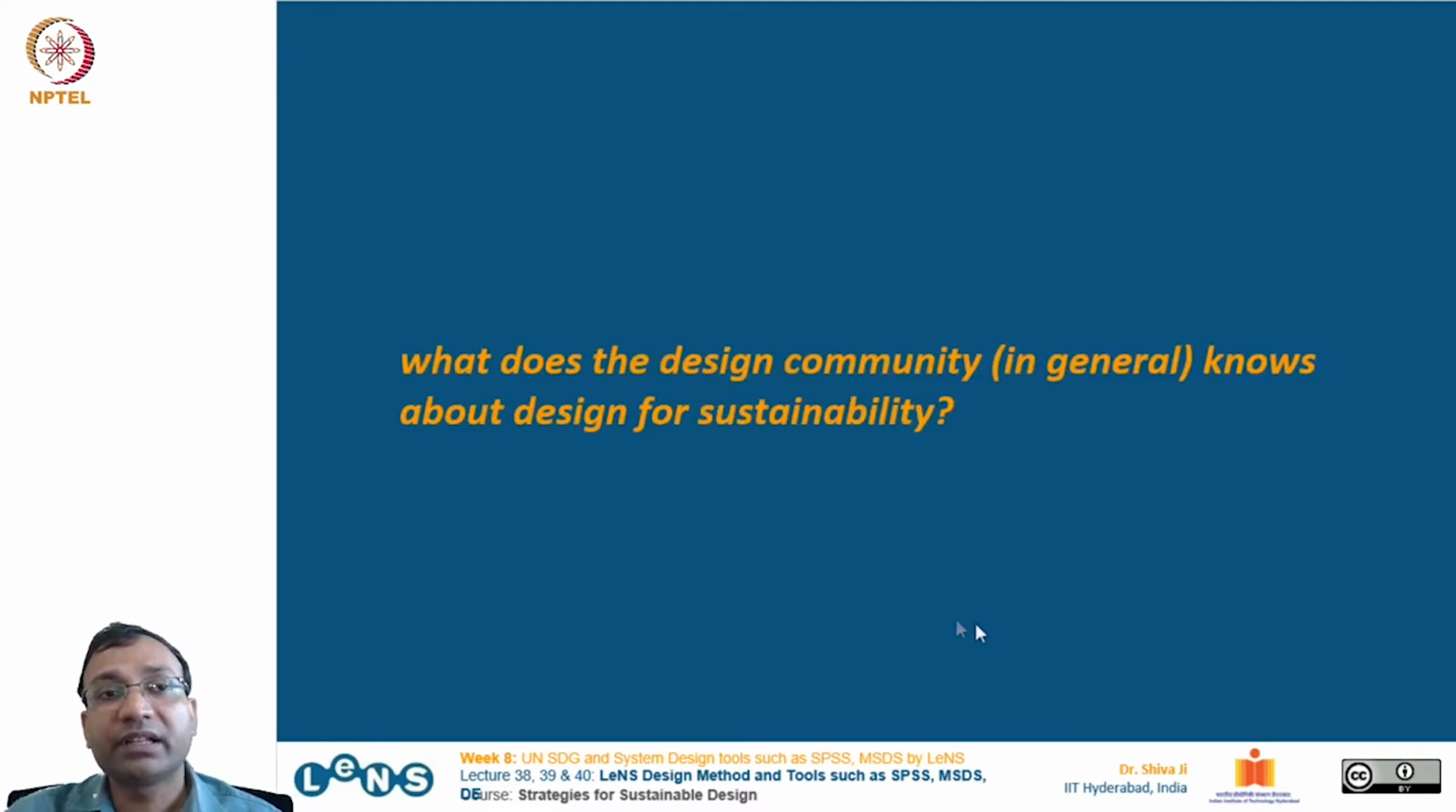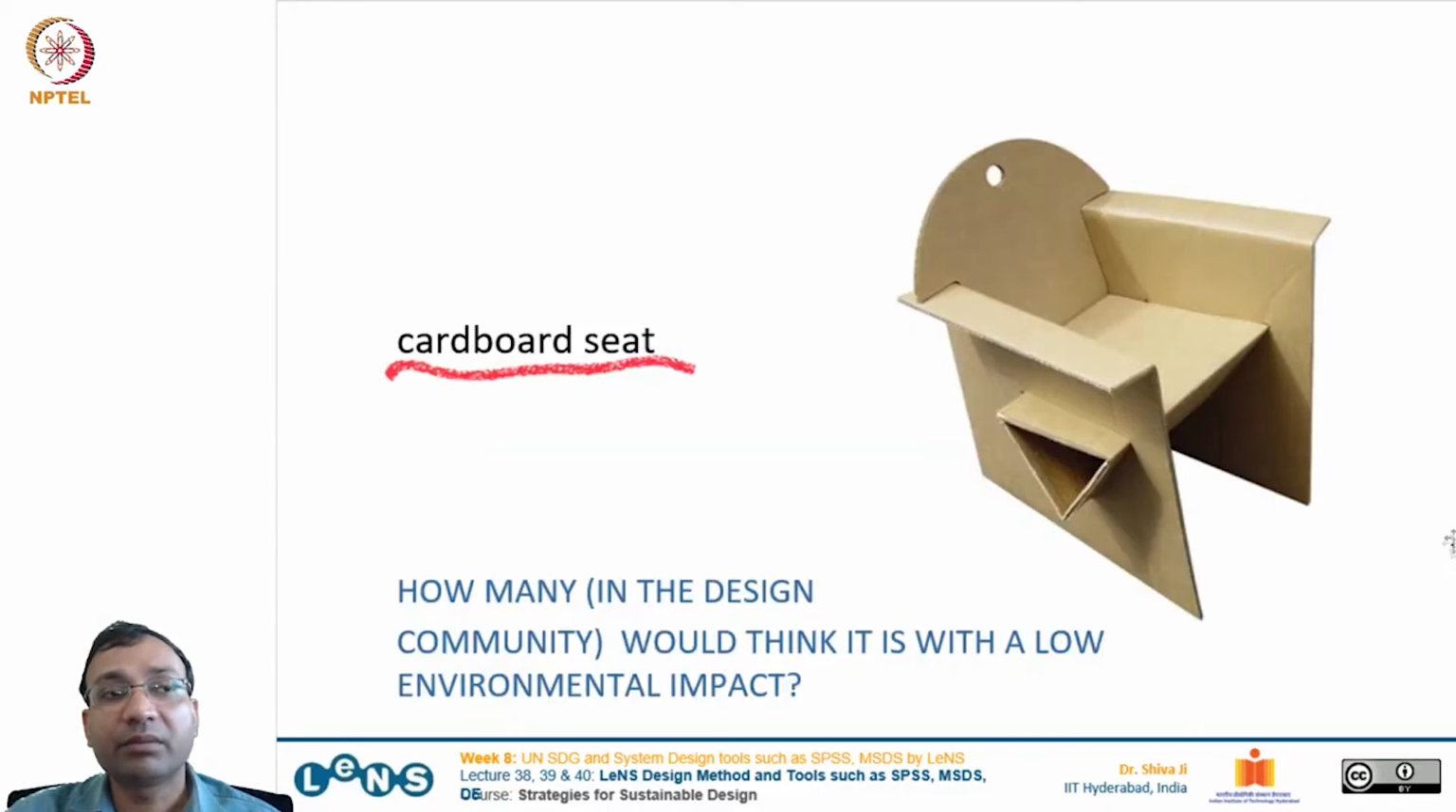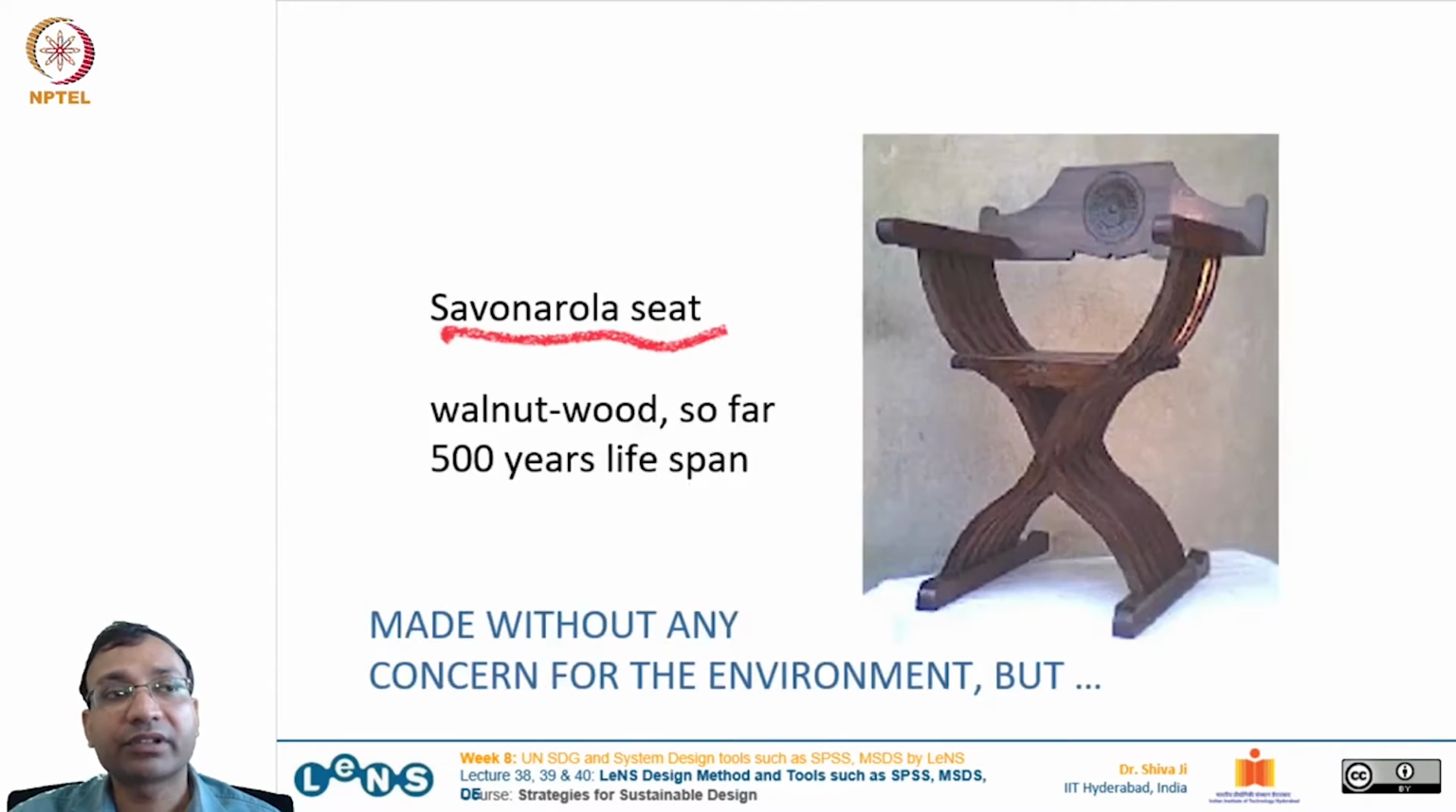So what does the design community in general know about design for sustainability? Let's see some examples. We have this cardboard seat. You may have seen such products around you which use this kind of material. What kind of impact can it generate? Very minimal, right? That is what comes to our mind at first glance.